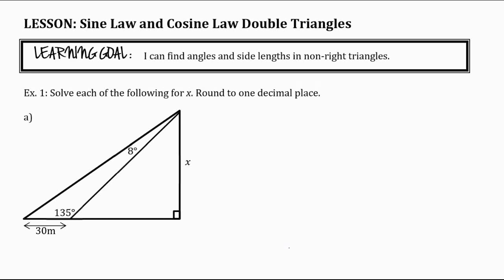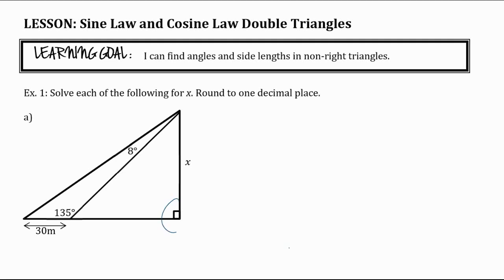Okay, so we are looking at sine law and cosine law of double triangles. We just finished up learning sine law and cosine law, and then spending a day practicing choosing between the two different laws. So when you use sine law and when you use cosine law. So hopefully we've got that nailed.